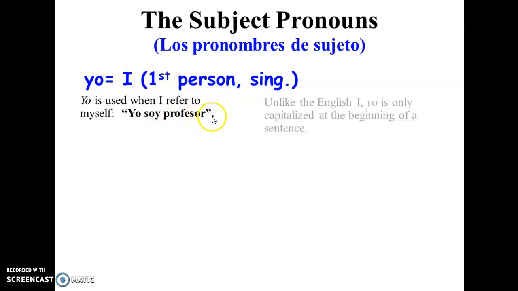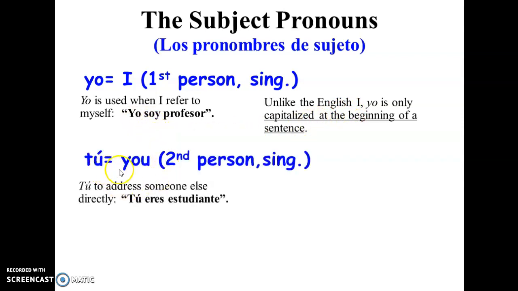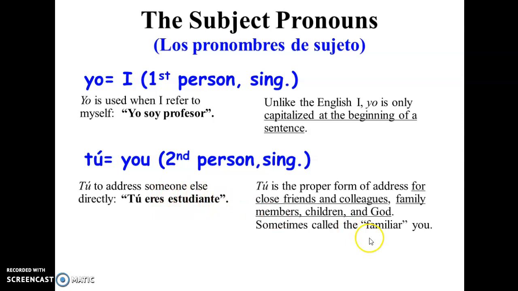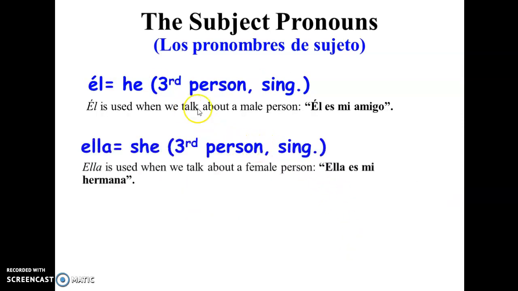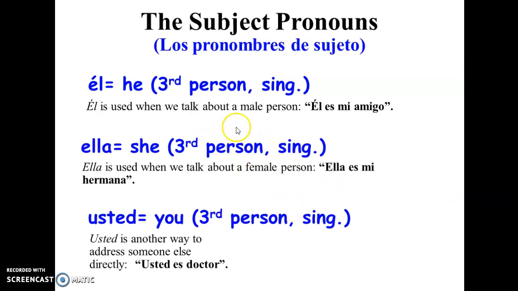Yo soy profesor. And it's capitalized only at the beginning of a sentence. Tú, that's you, second person singular. Tú eres estudiante, so addressing someone else. And then the third person category, singular. Él, which is he, when we talk about a male person, like él es mi amigo.